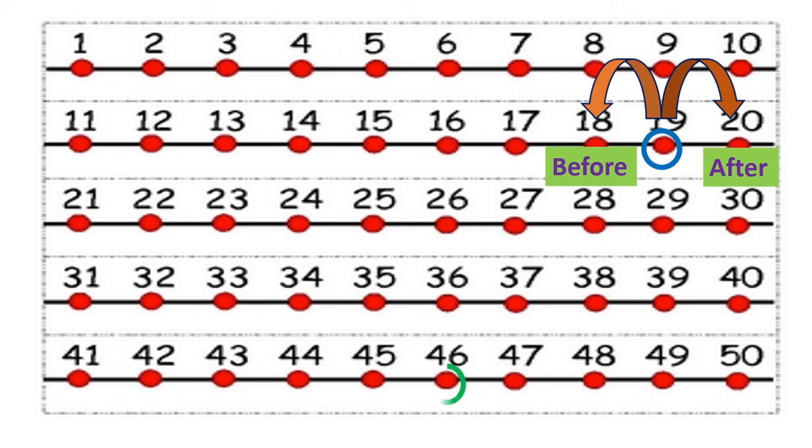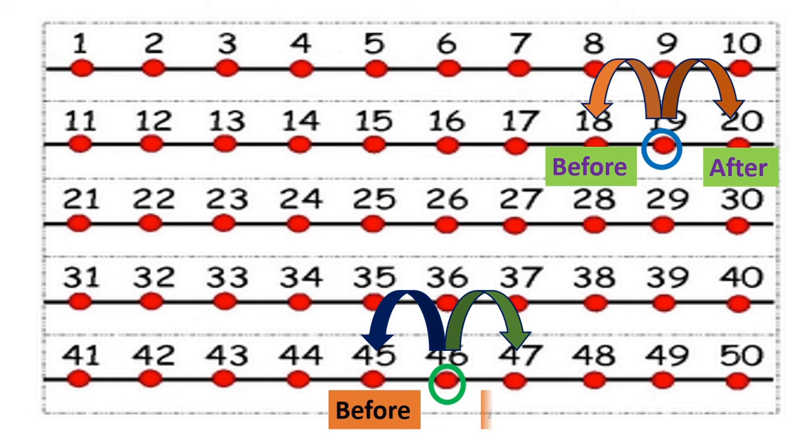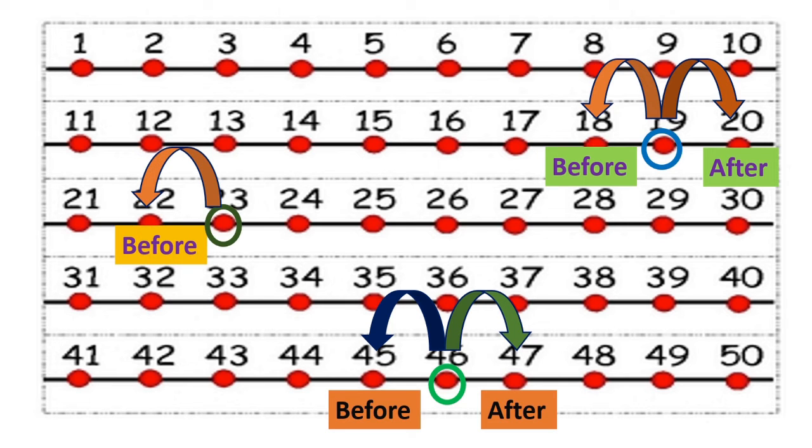And one more, see number 46 before number is 45, very nice, and after number is, yes, 47. One more we will take this 23, okay, before number is 22 and after number is 24, right? Means 22 and 24 are neighbors of 23.